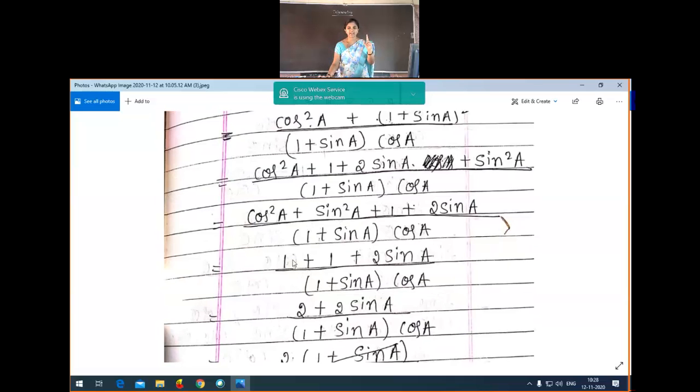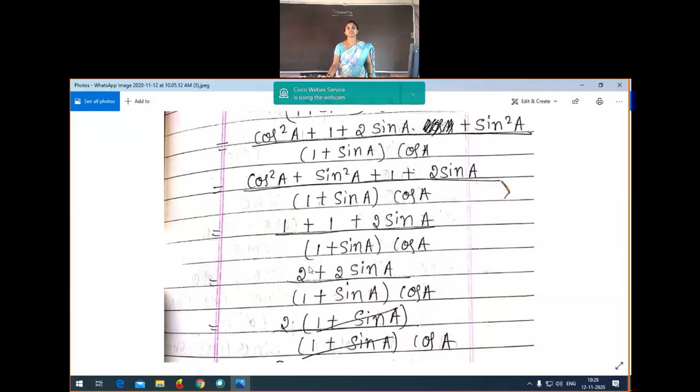We know the identity: cos square A plus sin square A is 1. Plus, already here 1 is there, 1 plus 2 sin A divided by 1 plus sin A into cos A. Then 1 plus 1 is 2, plus 2 sin A divided by 1 plus sin A into cos A.